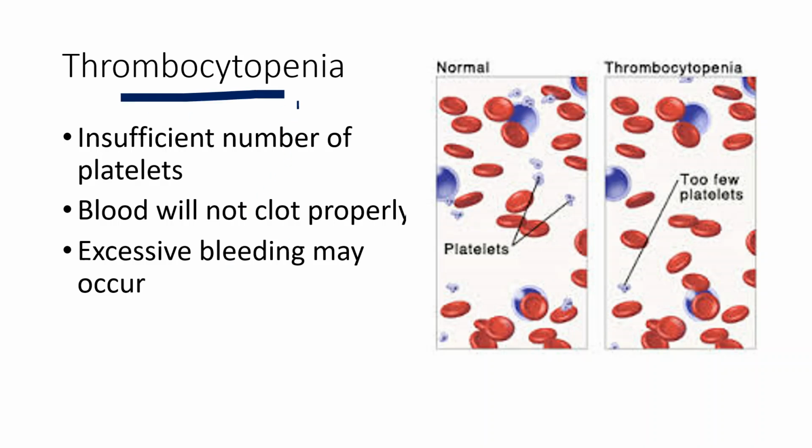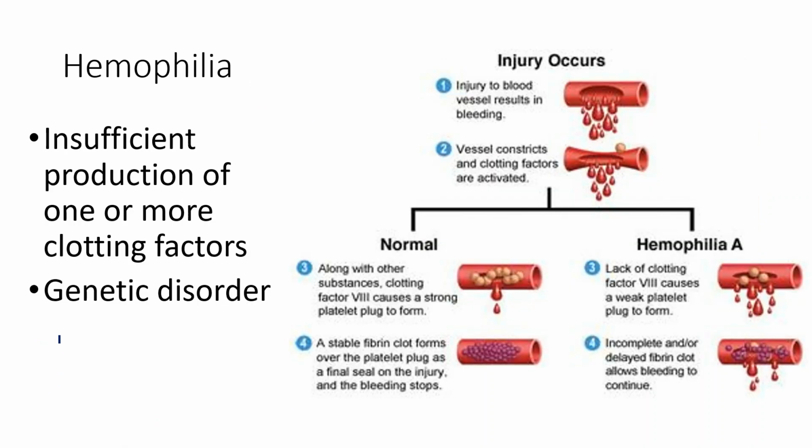Thrombocytopenia, again, penia is going to be too small. So in this one, we don't have enough platelets. So thrombocytopenia is going to be too few platelets, which causes a problem because the person's blood is not going to be able to clot, which means the person can literally bleed to death quicker.